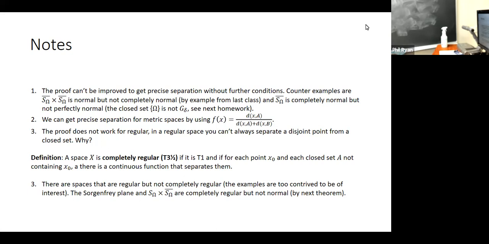So it's 0 on A and 1 on B, but more to the point, it's actually precise. If x is not in A, this is going to be some non-zero number, so you're going to get a number bigger than 0. And if x is not in B, then the denominator is a little bit bigger than the distance from x to A, and so it's going to be strictly less than 1. So this function gives us a precise separation of closed sets.